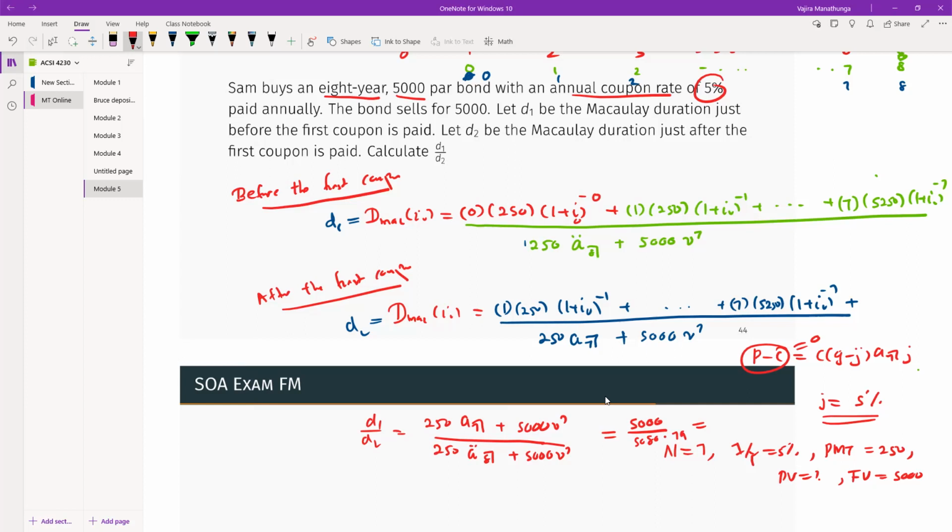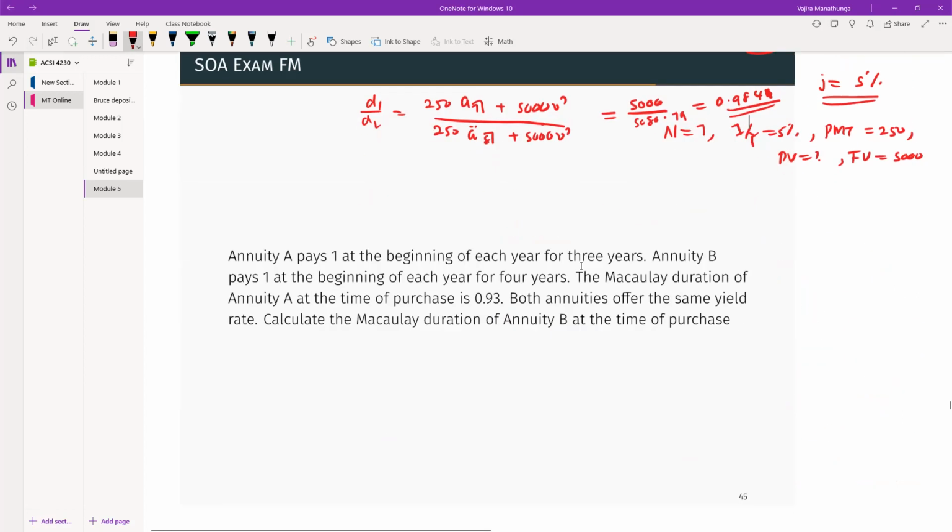So if you use your calculator, you get 0.9840. I mean the 41 actually, if you do. Okay, so that's how we do that problem.